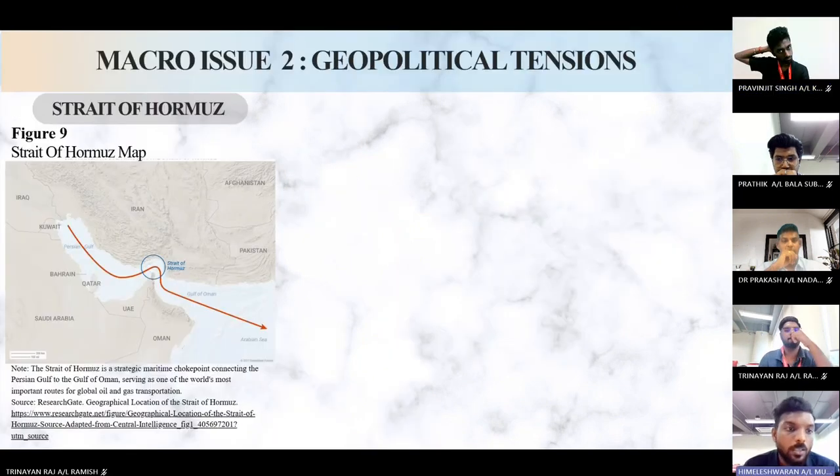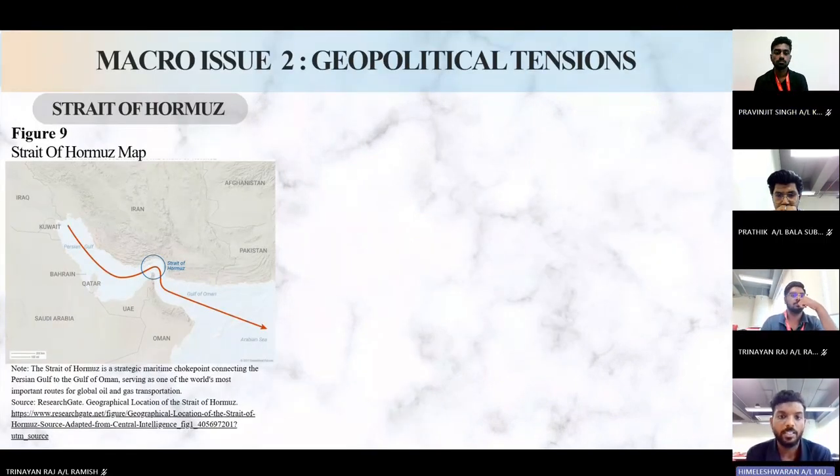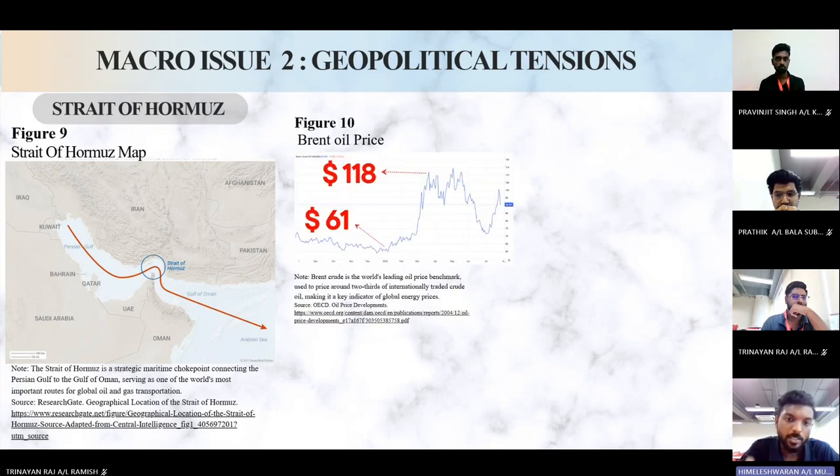Thank you. Now I'll explain geopolitical tension, which means political conflict and instability between countries. A good example is the Strait of Hormuz, one of the world's most important oil shipping routes. When conflict happens in this region, there's a risk to global oil supply. As shown in Figure 10, Brent price increased significantly, rising from $61 per barrel to $118 per barrel. Because of this, higher oil prices increase fuel prices and also influence consumers to move toward EVs.